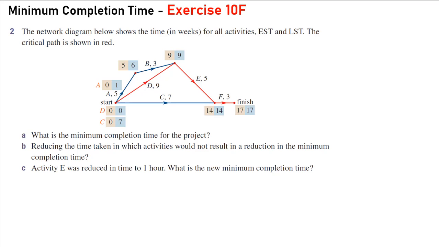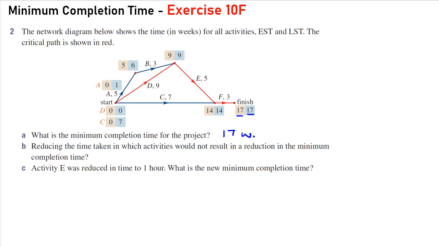In question 2, a network diagram below shows the time in weeks for all the activities. The critical path is given in red. So we can see the critical path just really quickly. 9 plus 5 weeks plus 3 weeks is 17 weeks. So if you add up all the project times on the critical path, it should be your minimum completion time. Part A, what is the minimum completion time for the project? Well, that will be 17 weeks. I'll just put W for weeks.